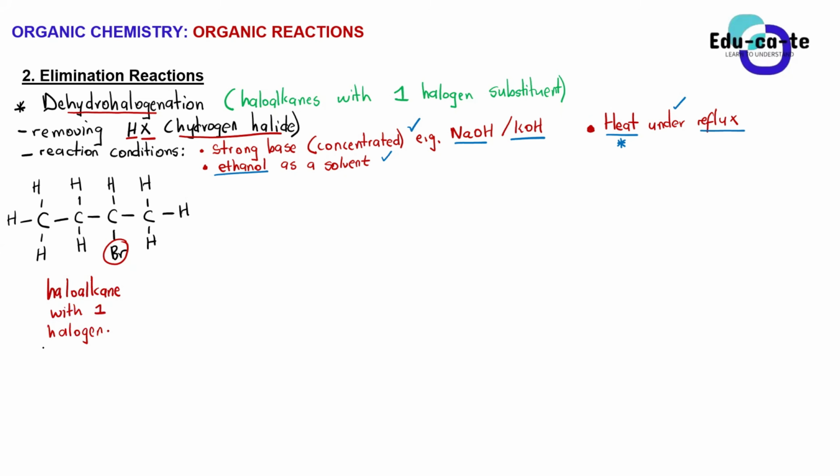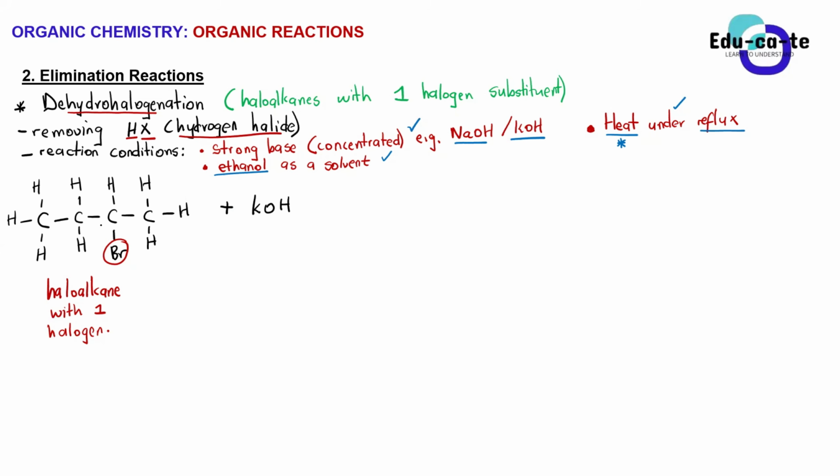We are going to eliminate this by adding, first of all, KOH. We need this strong base. So we are going to need to have KOH here, or you can use NaOH, any of those strong bases, guys. And then you are also going to need ethanol as a solvent as well. So your reaction must have a haloalkane that is having one halogen. In this case, it's having bromine as the halogen.